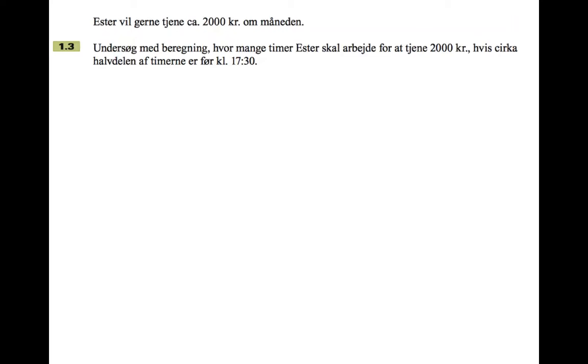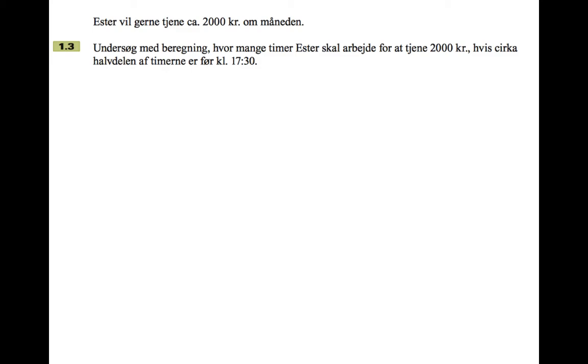Question 3. Esther would like to earn 20,000 a month. Investigate with a calculation how much money Esther has to work in order to earn 2,000 if half of her hours are before 17:30. So in other words, half of her hours she's going to be earning the regular rate, and half of her hours she's going to be earning the bonus rate.